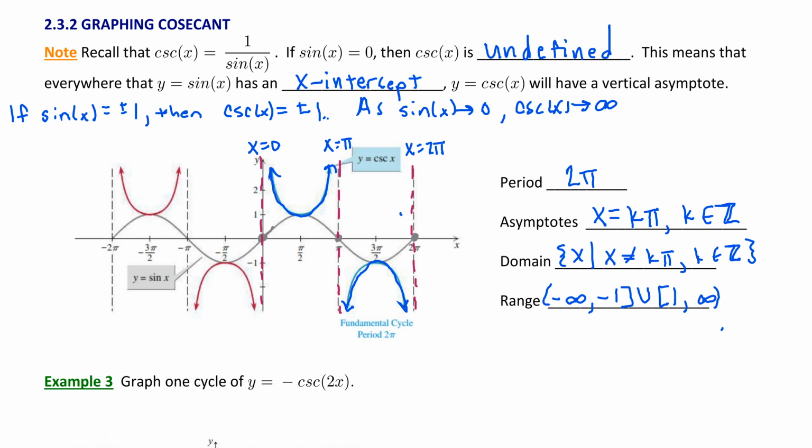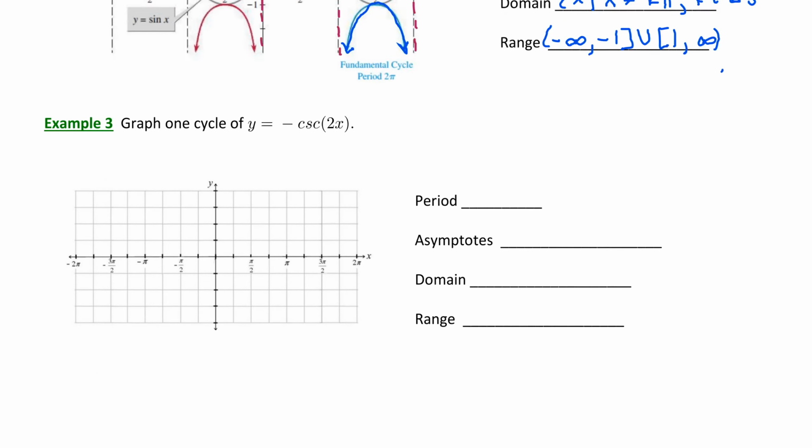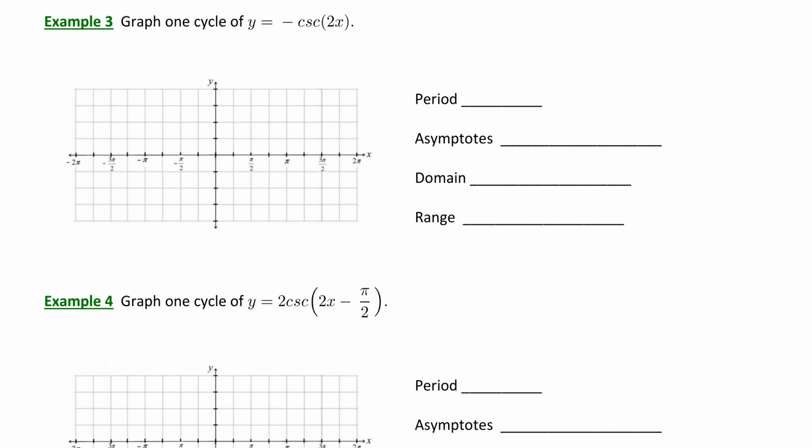So to graph a cosecant function, it is helpful if we graph a corresponding sine wave first. So let's try this on example 3. We want to graph one cycle of y equals negative cosecant of 2x. Now, before I do that, I'm going to think about its corresponding sine wave. So I'm going to graph negative sine of 2x, including the reflection across the x-axis and the change in the period. Because this is multiplied by a negative like our cosecant wave, we know that we're going to have to reflect the graph across the x-axis.